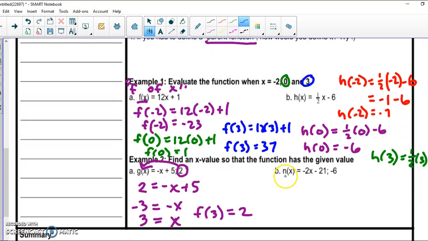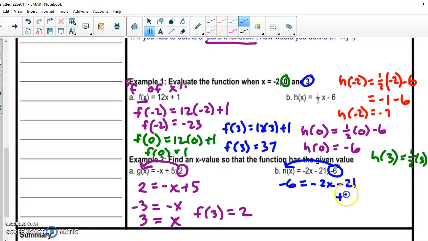Let's try the same thing on part B. This time our function is n of x equals -2x minus 21. And I want to find the value of x that makes this whole function have a value of -6. So I'm going to substitute -6 for n of x. So -6 equals -2x minus 21. Now I have a two-step equation that I will solve for x.